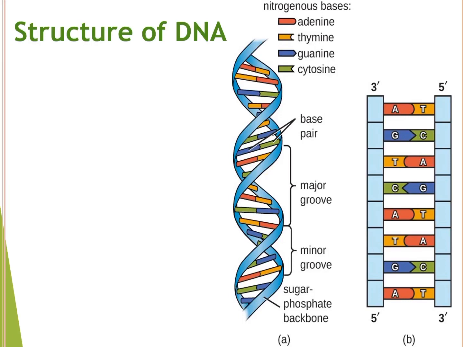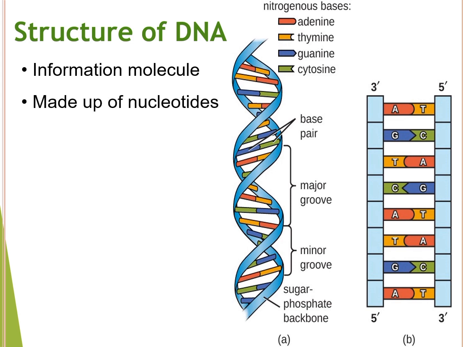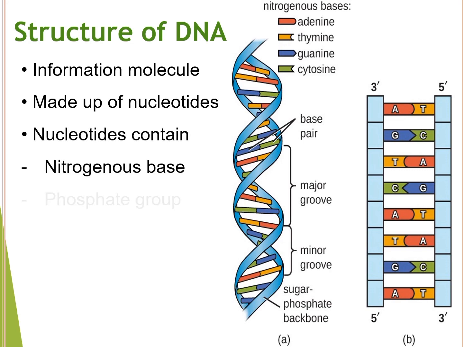The structure of DNA. We know that DNA is the information molecule. It stores instructions for making other large molecules called proteins. DNA is made up of molecules called nucleotides. Each nucleotide contains a nitrogenous base, a phosphate group, and a pentose sugar.